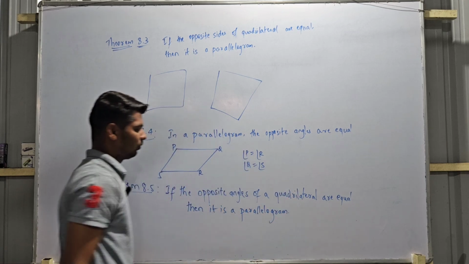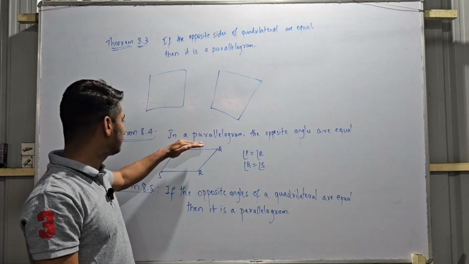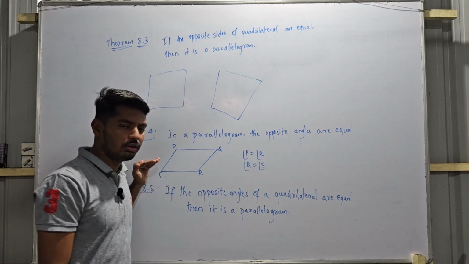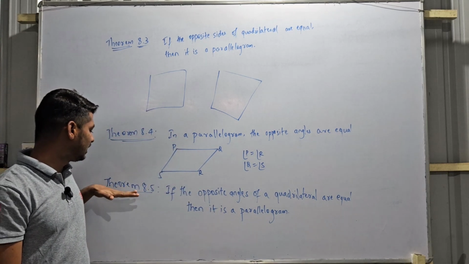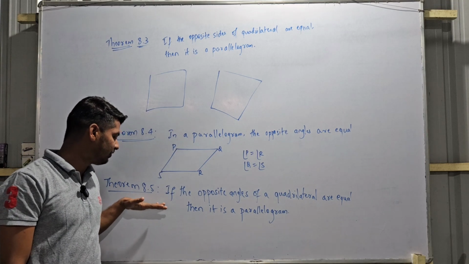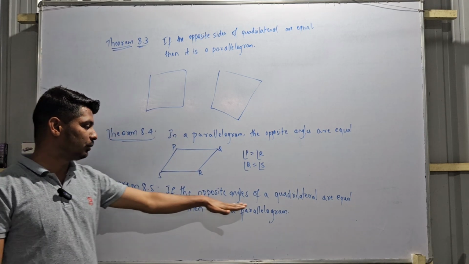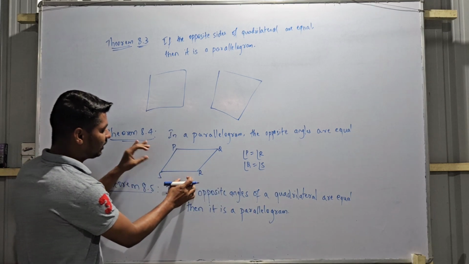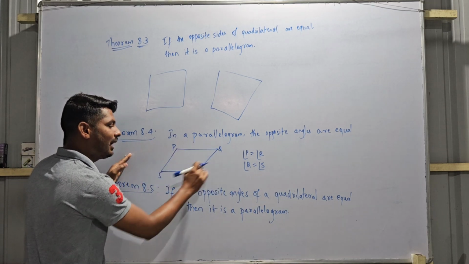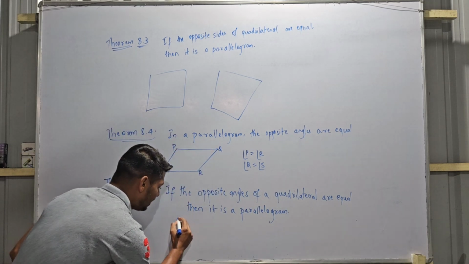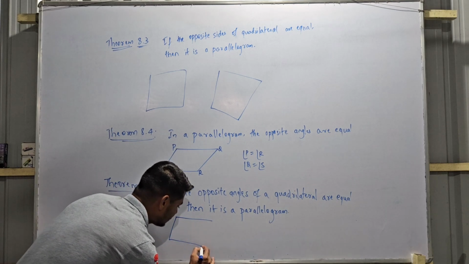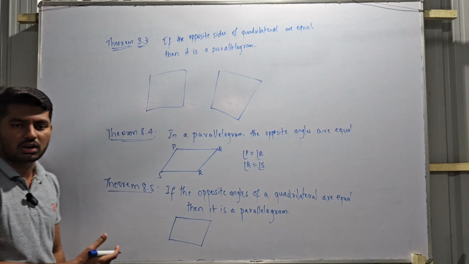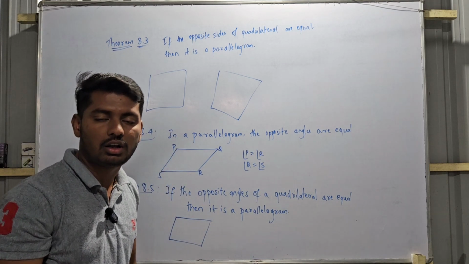So here what we can see, the converse of statement 8.4, and theorem number 8.5, states that if the opposite angles of a quadrilateral... here we are taking randomly a quadrilateral. We are not stating whether it is a parallelogram or square or rectangle or rhombus.